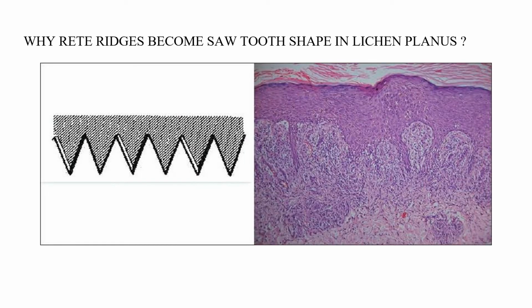Next, when we talk about lichen planus, there is a change in the shape of the rete pegs. They become sawtooth. Why sawtooth? Why do they become pointed, thin and slender? Why not another shape? Why do they become sawtooth?